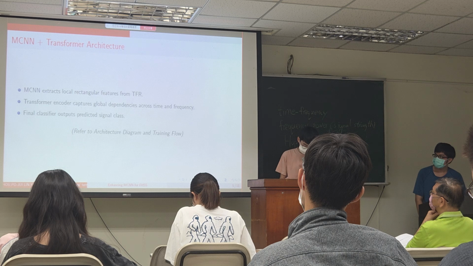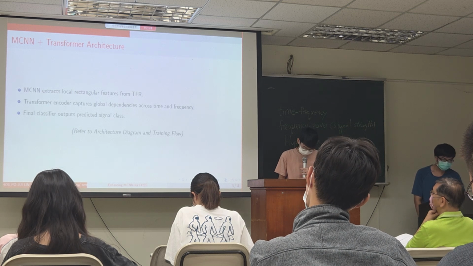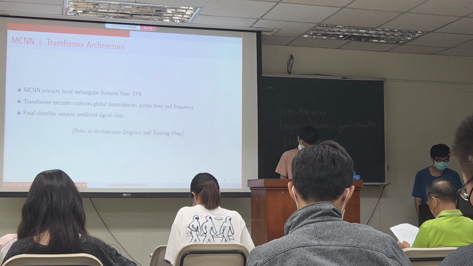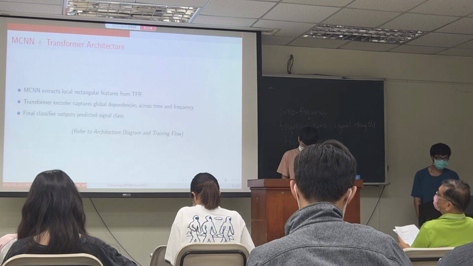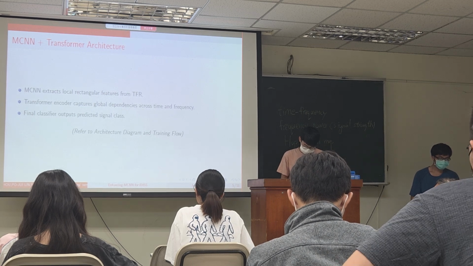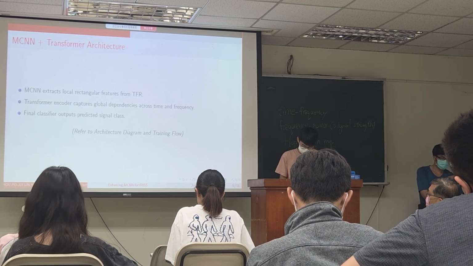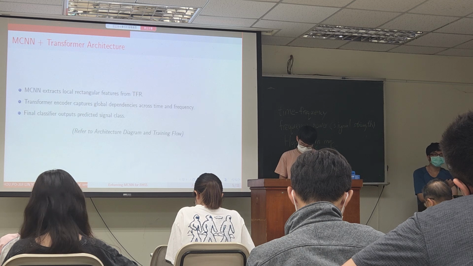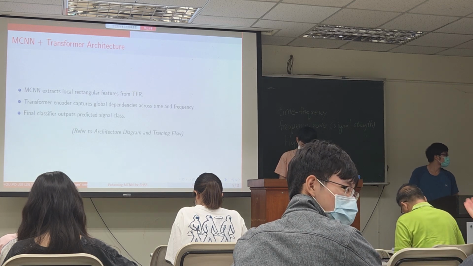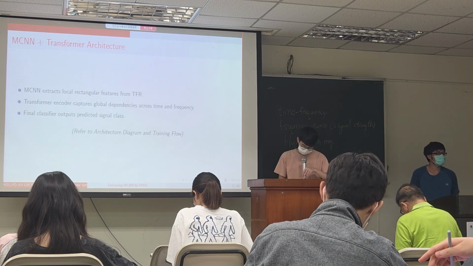And this is our architectural overview. The spectrum frame of the signal is passed through MCNN layers followed by a transformer encoder and linear classifier. This hybrid design helps the model learn both local and long-range features. It's particularly useful for time frequency data like FHSS.